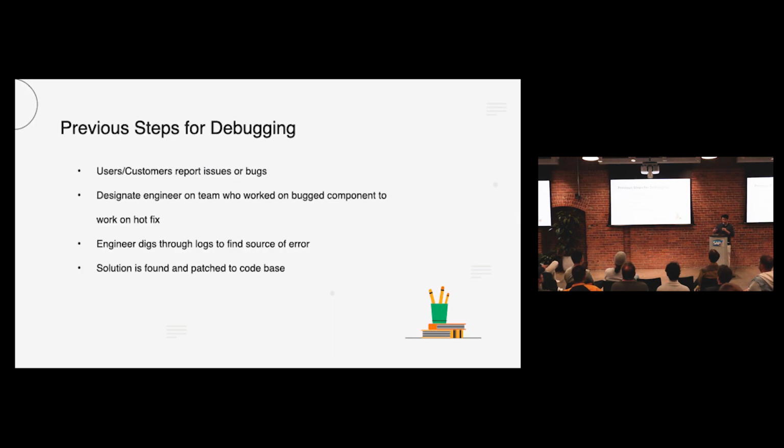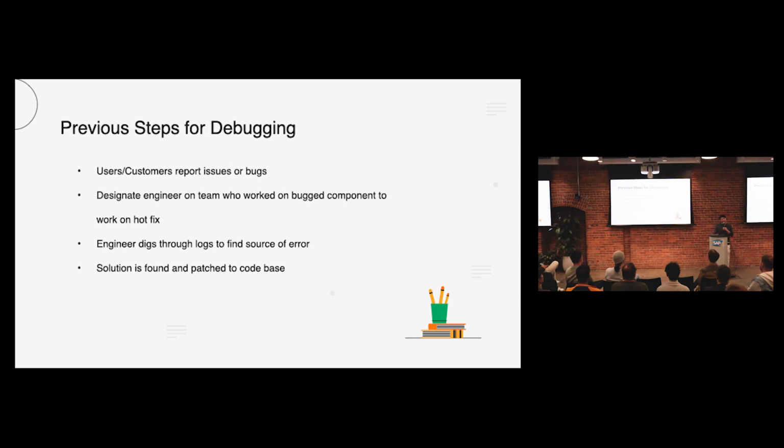This is kind of what the previous steps were for when we had to debug and find an issue with our application. Typically it'd be a user or a customer that has an issue with our product, and they would tell us, and we would try to designate an engineer. We'd tell someone, oh, maybe like Ricardo, I think that's your component. Go and look into the logs and try to find the issue. So Ricardo would do that, and he finds out, oh, that's not my component, that's Colin's product.